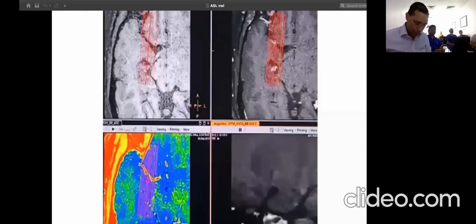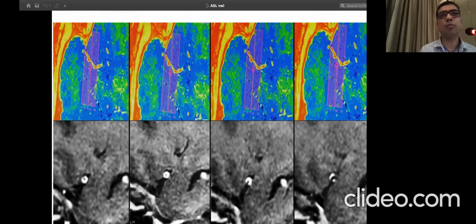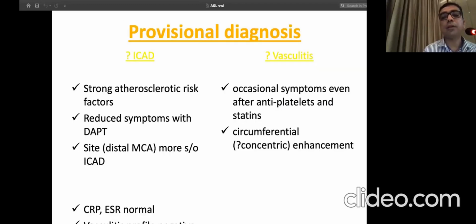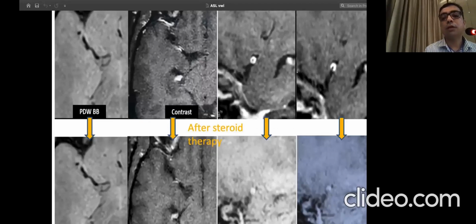We got a concentric enhancement here, and we thought, probably a young male, but ESR and CRP were normal, and there were no inflammatory markers. The inflammatory markers were good, and still we thought not to intervene. We put him on immunosuppressant medical therapy, restarted the steroid, and repeated the imaging after IV pulse steroid. This was after the steroid. A reduction was probably there.